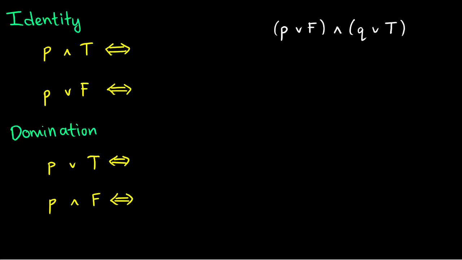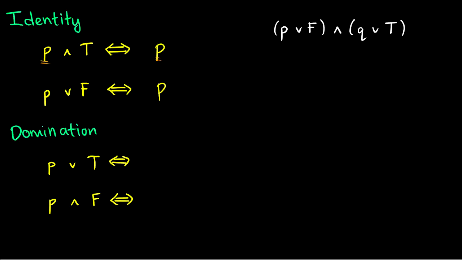So P and T is logically equivalent to P. P and T is going to be true when both P is true and the tautology is true. Well, the tautology is always true, so this just reduces to whenever P is true. P or F, well, this is true when either P is true or F is true, but F is never true, so this is just the same thing as P being true. And these are identity laws because, if you give it P, then it outputs P again.